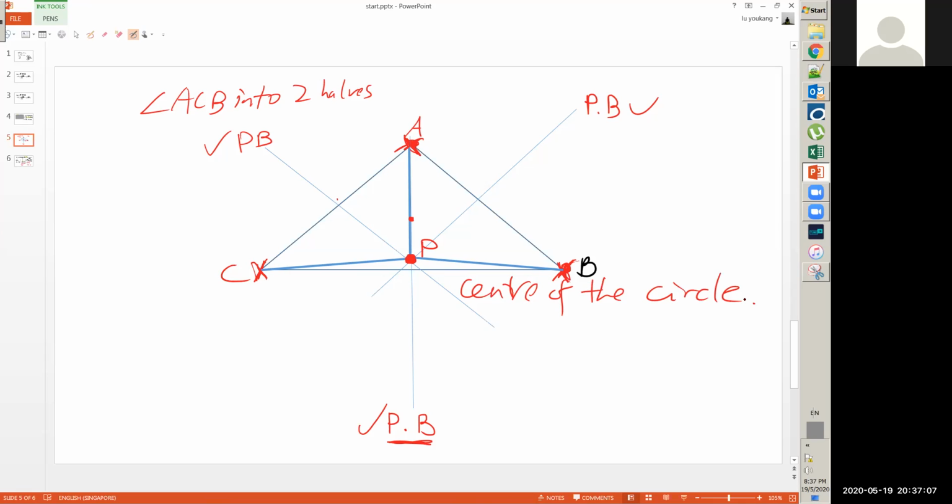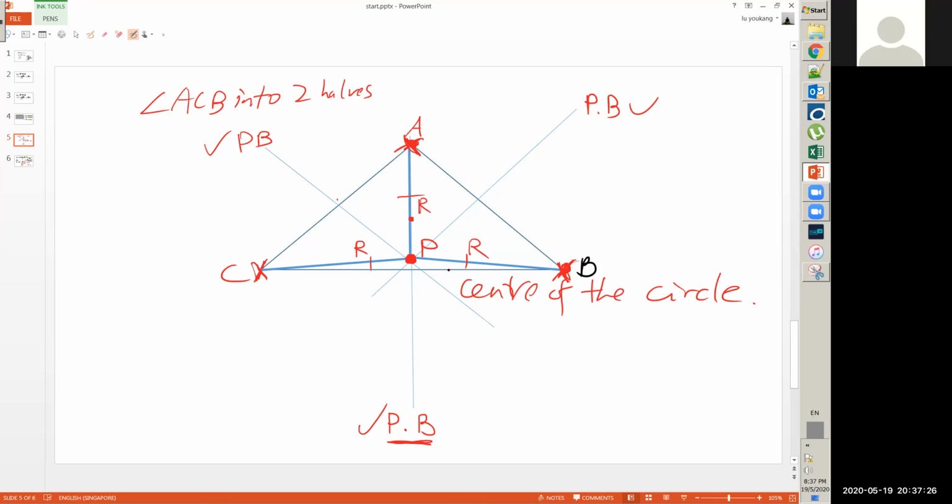The reason is, what's the reason? Because all the lines here are equidistant, right? So what it says is, this one is the radius. This one is also a radius. This one is also a radius.